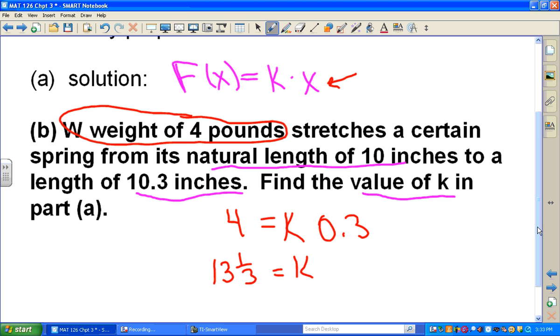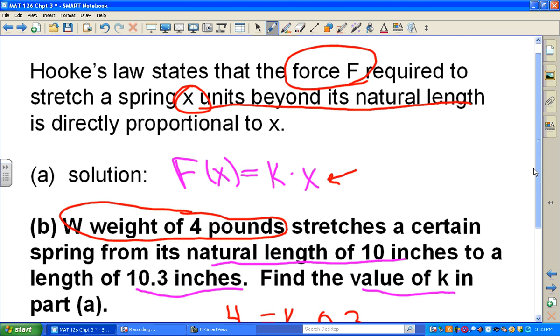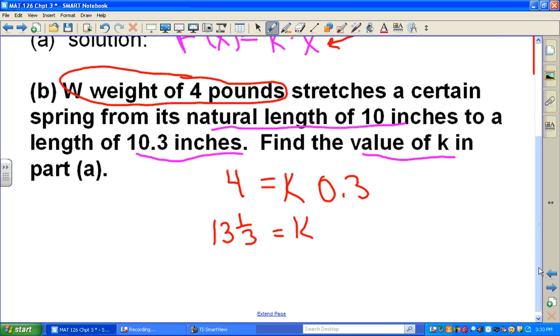Sounds good to me. Sound good to anybody else? Fantastic. All right. So that's my answer. F of x equals 13 1/3 times x. 40/3, whatever you want to do. Does that sound right to you? I don't know. We'll go on and figure it out.